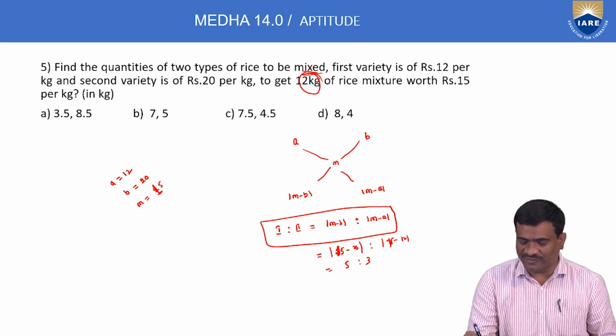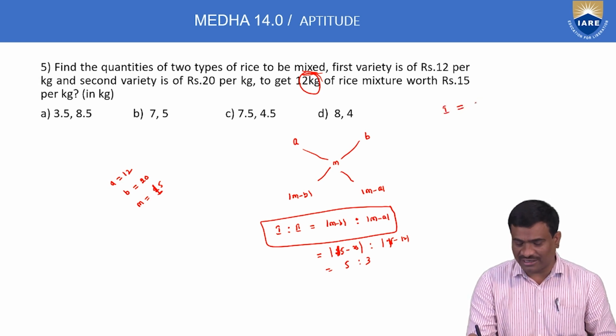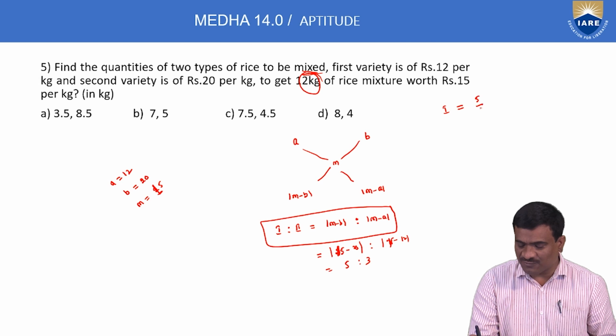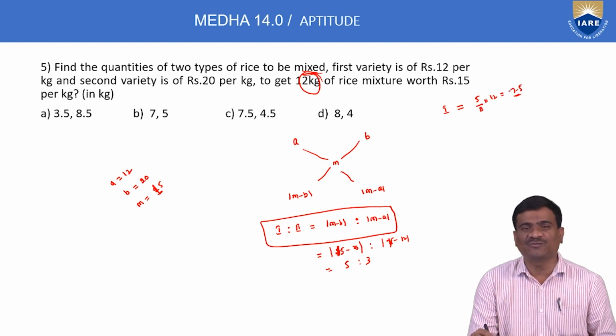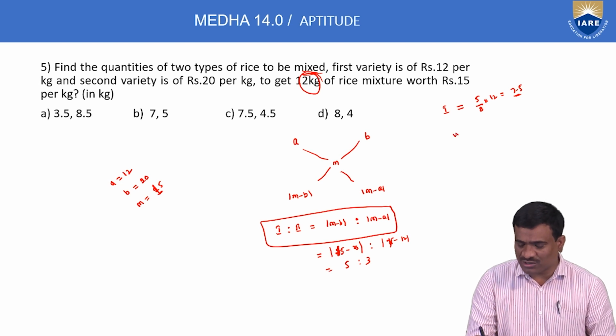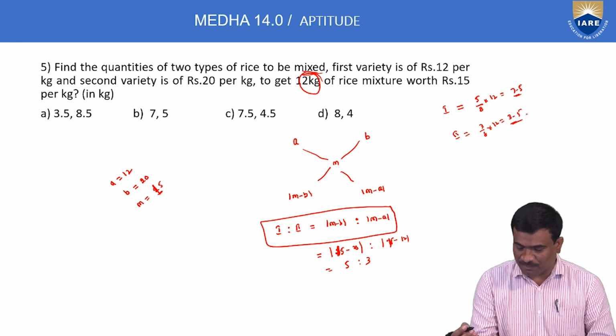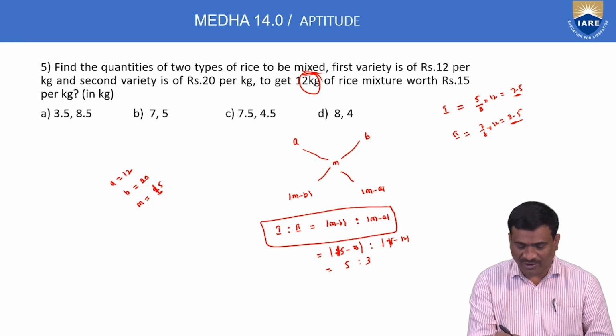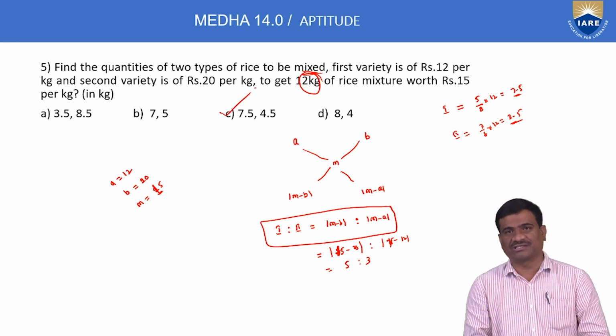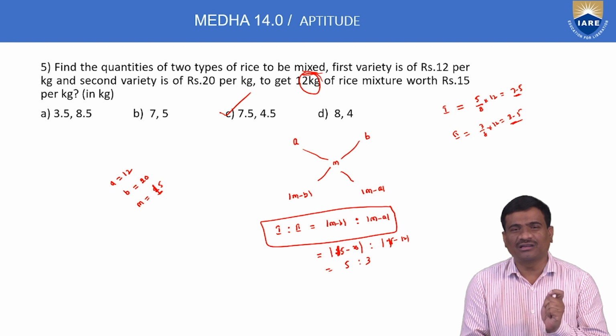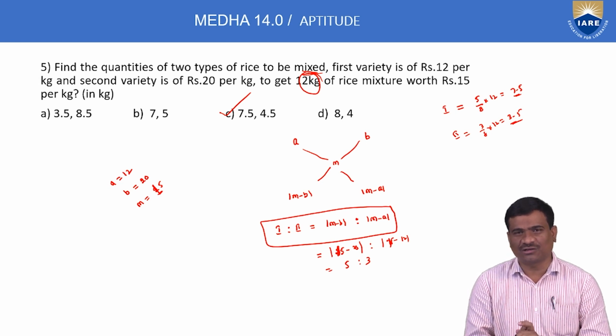Total quantity 12 kg. Then calculate type 1 variety quantity. Type 1 is 5 parts: 5 by 8 into 12 is equal to 7.5 kg. And also calculate type 2 quantity: 3 by 8 into 12 is equal to 4.5. Option C only correct. This is called allegations or mixtures concept.